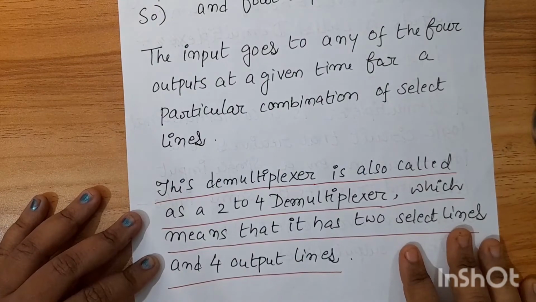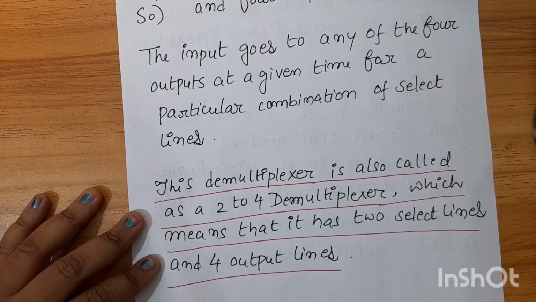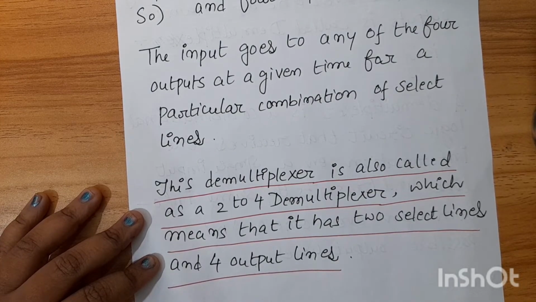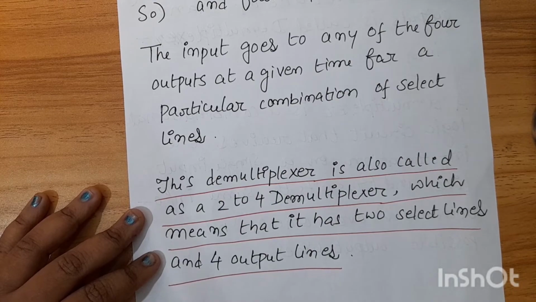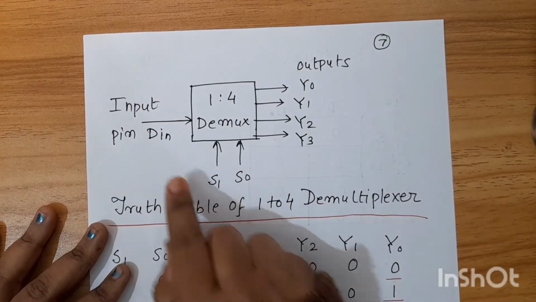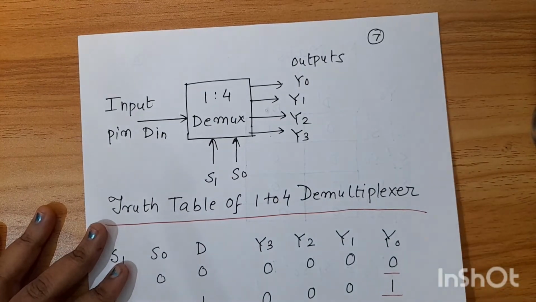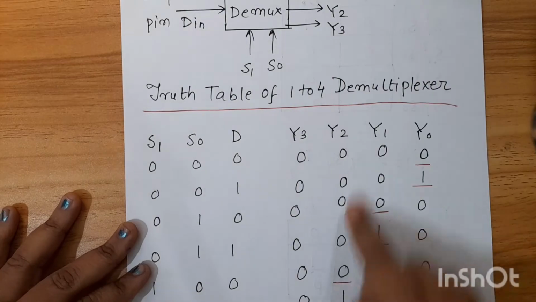The demultiplexer is also called a 2 to 4 demultiplexer, which means that it has 2 select lines and 4 output lines. Now here it is a 1 to 4 demux. The input pin is D in. S1 and S0 are the select lines and these are the outputs. Now we will draw the truth table of the 1 to 4 demultiplexer.